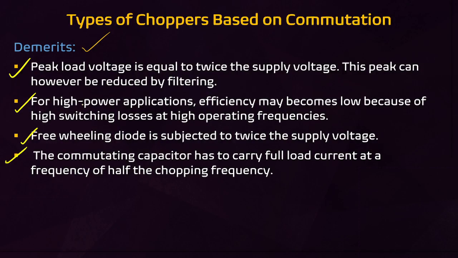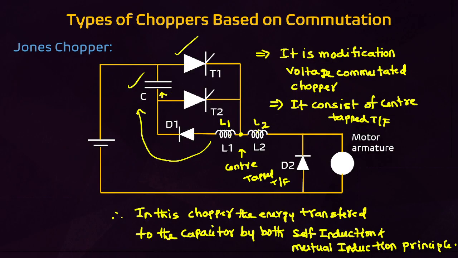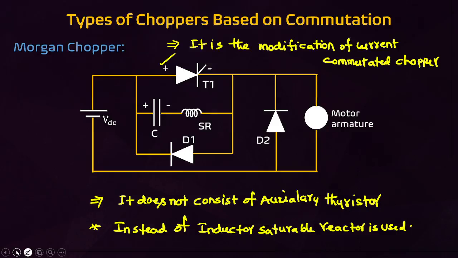But these are the demerits of the load commutated chopper that you have to concentrate on. Mainly the voltage commutated chopper and current commutated chopper are important from the exam point of view. Jones chopper also you have to concentrate on, just 1 or 2 points only. The Jones chopper is a voltage commutated chopper. That is, in this chopper voltage commutation is used. But instead of an inductor, a center tap transformer is used. This is important, students: which chopper consists of a center tap transformer? Jones chopper consists of a center tap transformer. Why is the center tap transformer used? For effectively turning off the main thyristor.